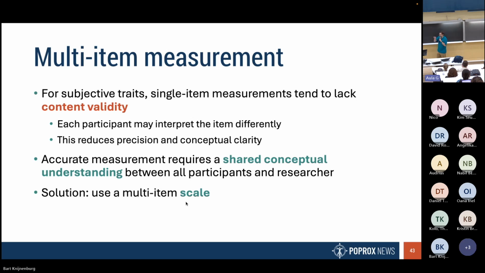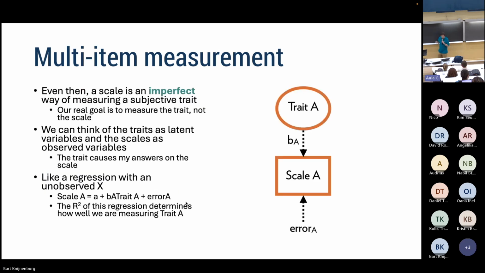If I'm saying, okay, how serendipitous are your recommendations? Do users even know what serendipity is? Do we even agree on what serendipity is, right? So doing this carefully with multiple items allows you to establish a shared conceptual understanding between you yourself and the study participants, you and the reviewers and the readers of your paper, right? So this is a really useful concept, and the way you do this is with a multi-item scale.